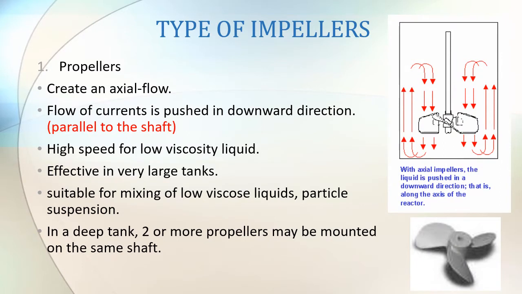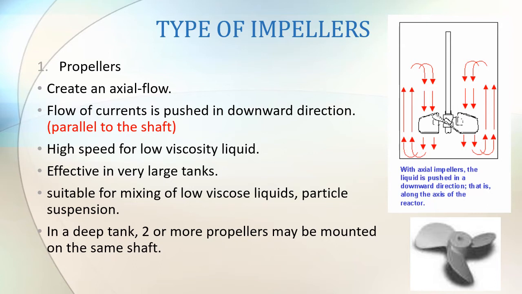First of all, let us look at the types of impeller that we have. The first one is a propeller. Propeller is a type of impeller that is used to create an axial flow. So remember we said that we have three types of flow. If you want to create a flow pattern which is axial flow, we'll use a propeller. Flow currents are pushed in the downward direction, parallel to the shaft. Remember, this is your shaft. Once this is spinning, it will create a flow in this pattern.